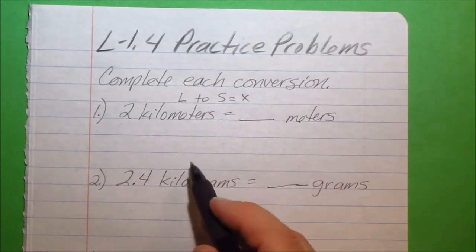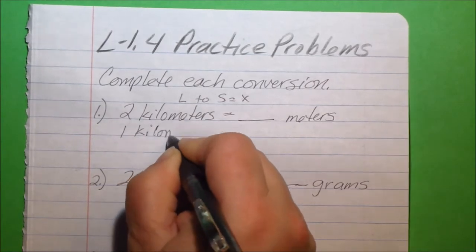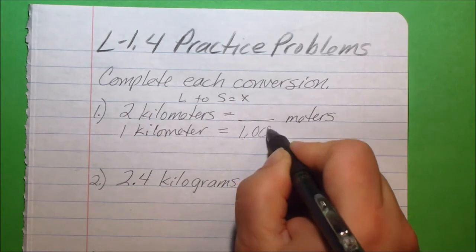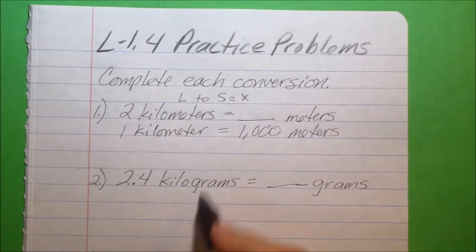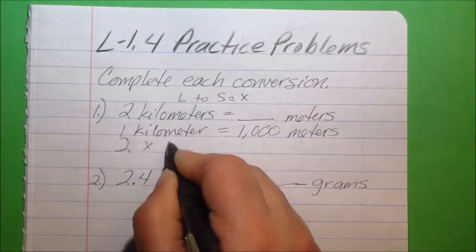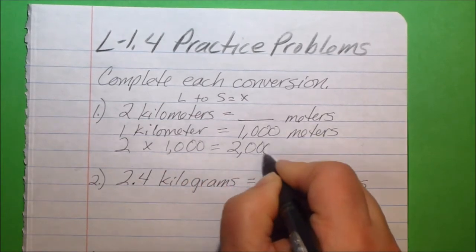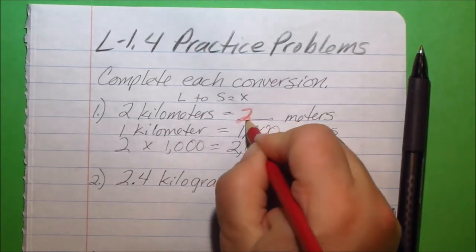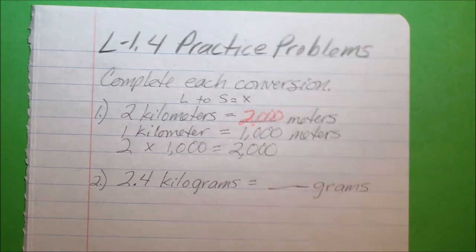Well, what's my conversion factor? Well, 1 kilometer equals 1,000 meters. All right, so I know I'm going to multiply. Looks like I'm going to be multiplying 2 times 1,000. So 2 times 1,000 equals 2,000. And so 2 kilometers is equal to 2,000 meters. All right, there's the first one.